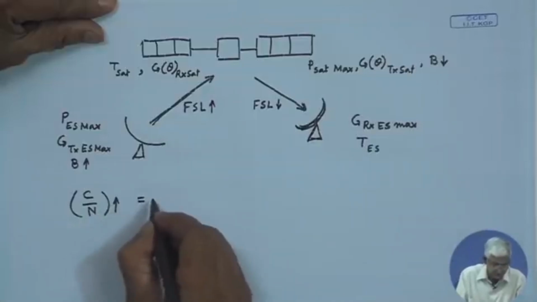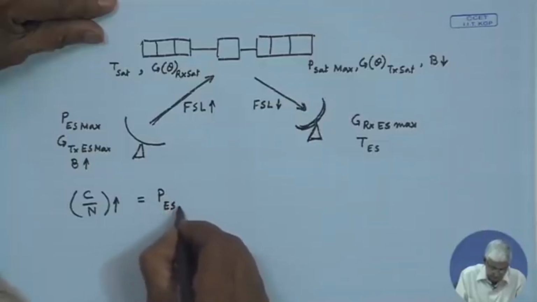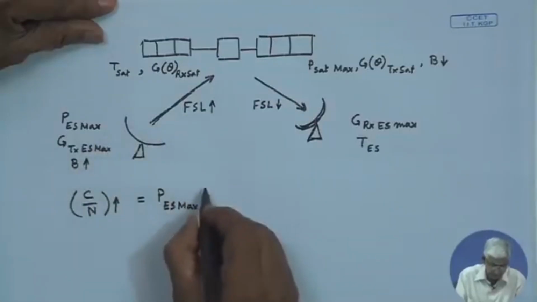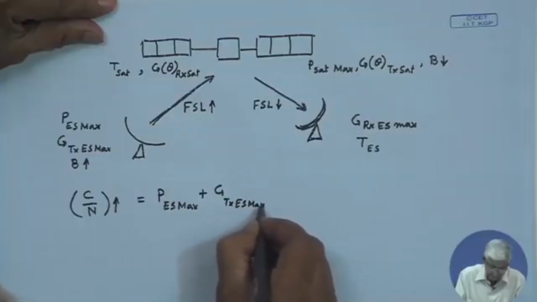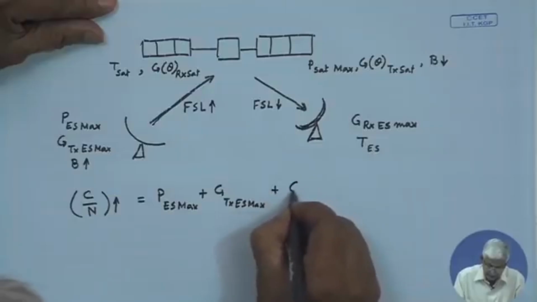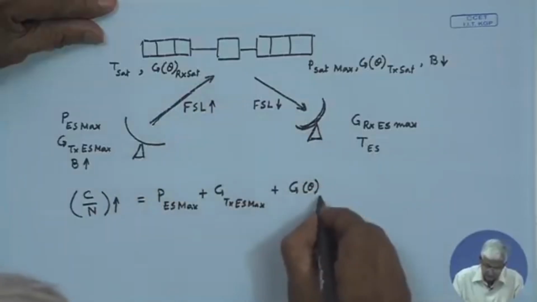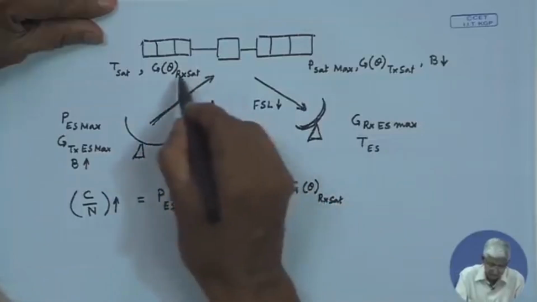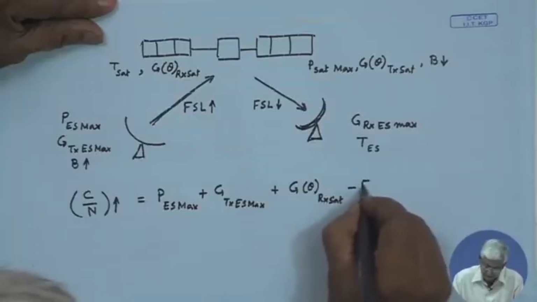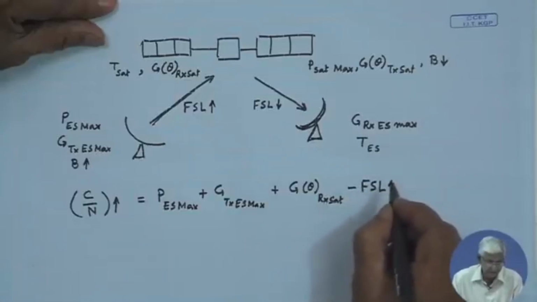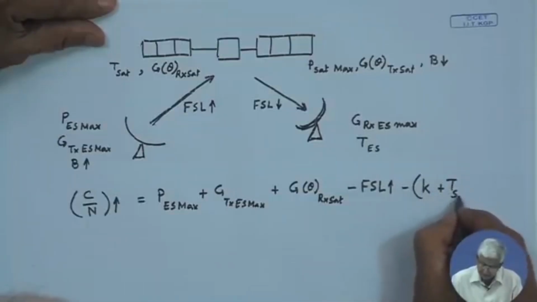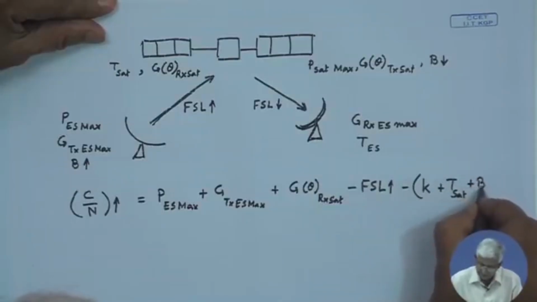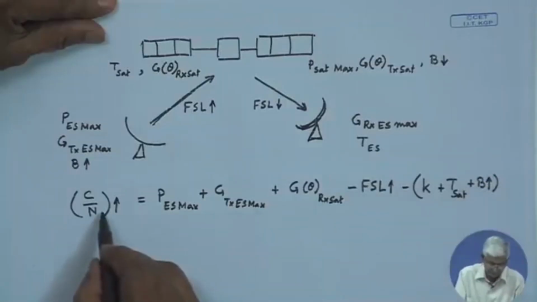So, C by N uplink is the maximum power of the station, which is transmitted from the station, plus the maximum gain of the transmit station, which is pointed properly, plus the gain of the satellite receive antenna at the angle theta, G theta, minus the free space loss, which is the uplink path loss, and minus the Boltzmann constant times the system noise temperature of the satellite, and of course, the bandwidth, because we have taken C by N.